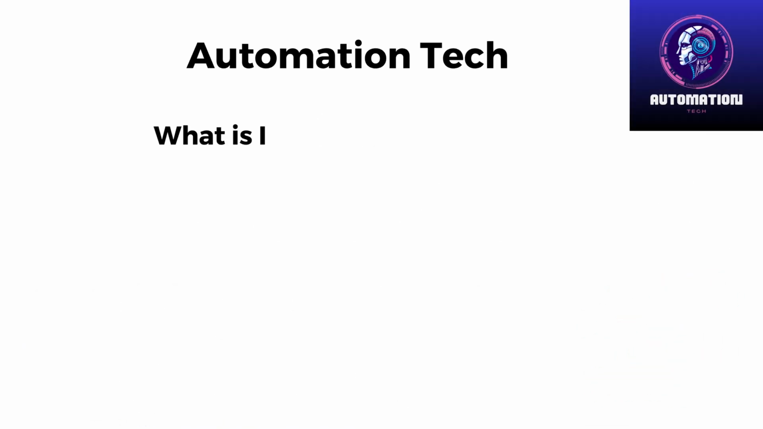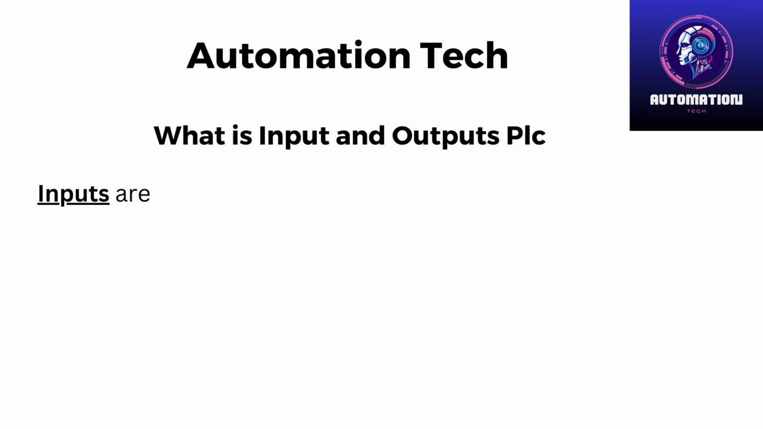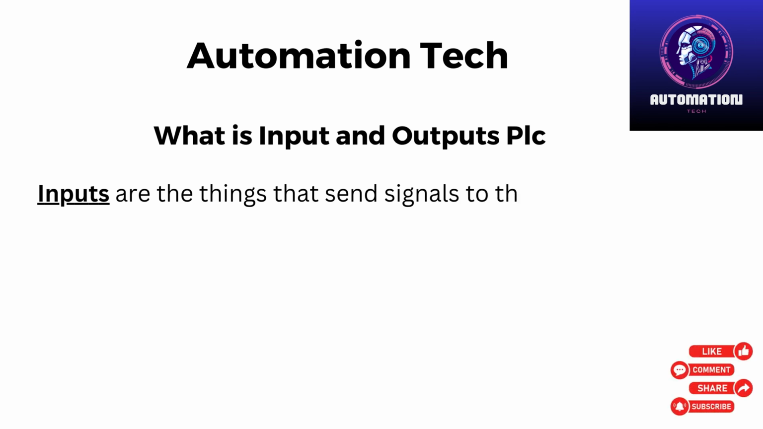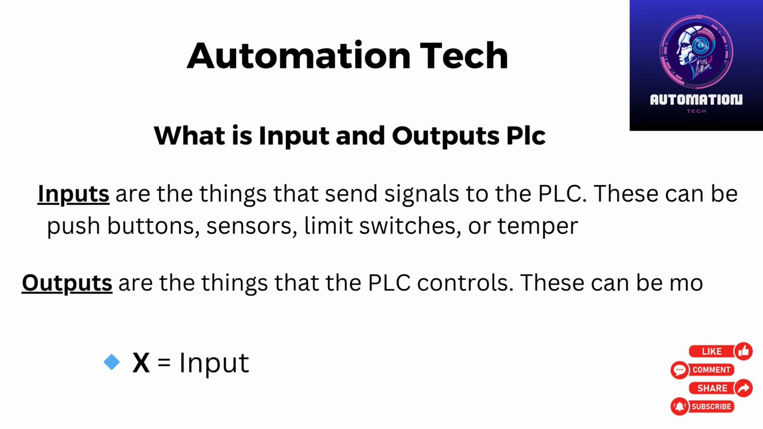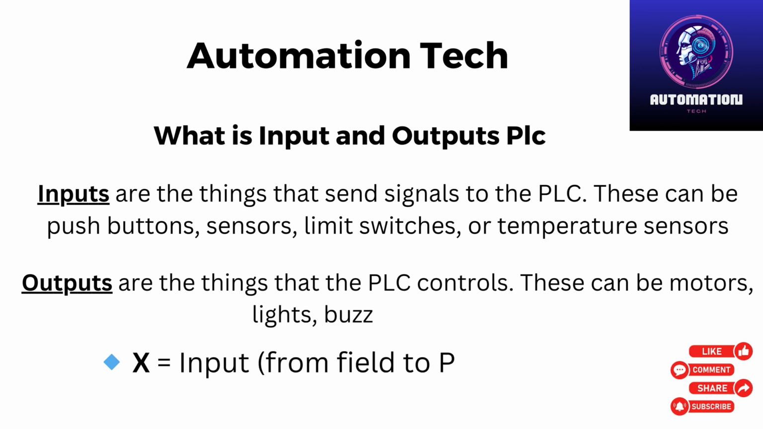A PLC works with inputs and outputs. What are the inputs and outputs of a PLC? Inputs are the things that send signals to the PLC. These can be push buttons, sensors, limit switches, or temperature sensors. Outputs are the things that the PLC controls. These can be motors, lights, buzzers, or valves. The PLC sends signals to turn them on or off based on the input conditions.